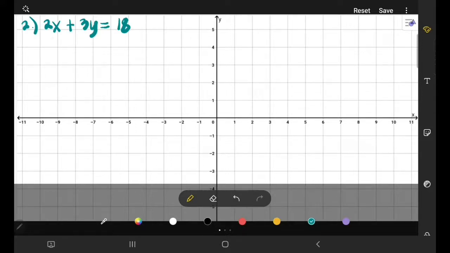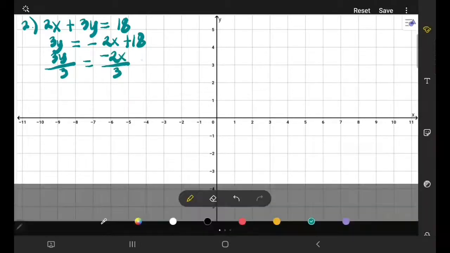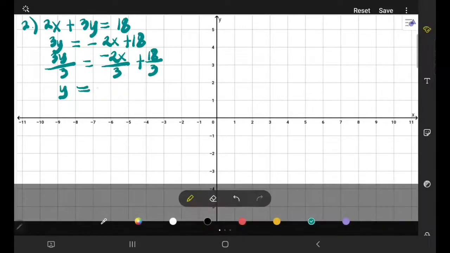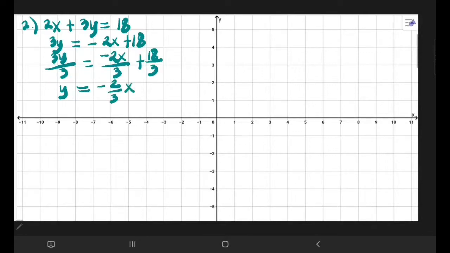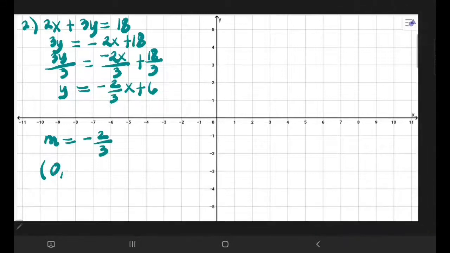So you need to transpose 2x, so that becomes negative 2x plus 18. Afterwards, to get to y, you divide each term by 3. So negative 2x by 3 plus 18 divided by 3. So meaning you have y equals negative 2/3 x. 18 divided by 3, that is 6. So meaning your slope here is negative 2/3, your b is 6, meaning your y-intercept is (0, 6).